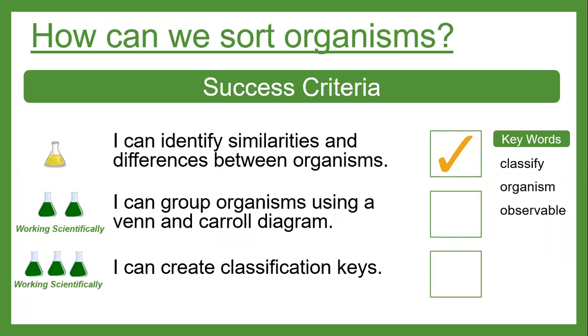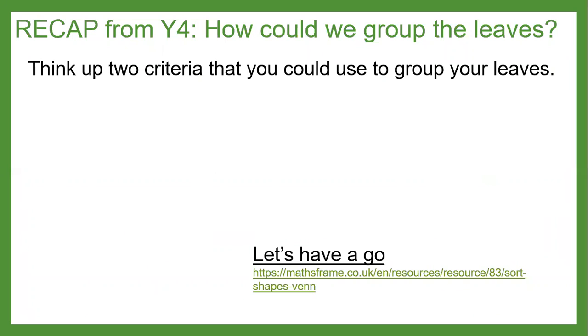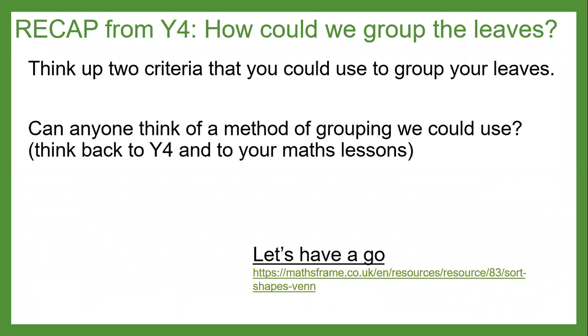So let's go to the second part of our lesson. How we can group organisms using Venn and Carroll diagrams, okay? As a quick recap back to year 4, how we could group the leaves. Think of 2 categories that we could use to group our leaves. Can anyone think back of a method of grouping we can use? Have a hard think. We did mention it earlier on.